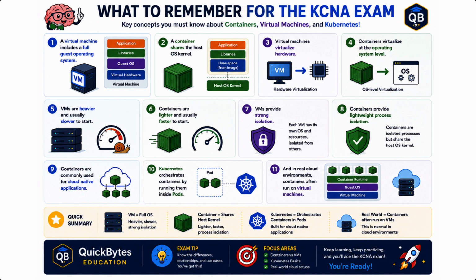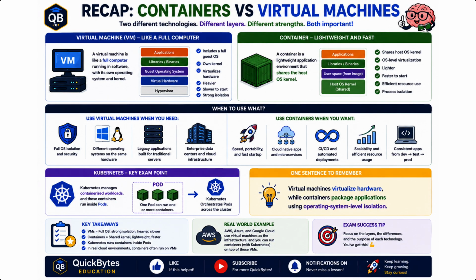Containers are commonly used for cloud-native applications. Kubernetes orchestrates containers by running them inside pods. And in real cloud environments, containers often run on virtual machines. So, containers versus virtual machines. A virtual machine is like a full computer running in software, with its own operating system and kernel. A container is a lightweight application environment that shares the host OS kernel.